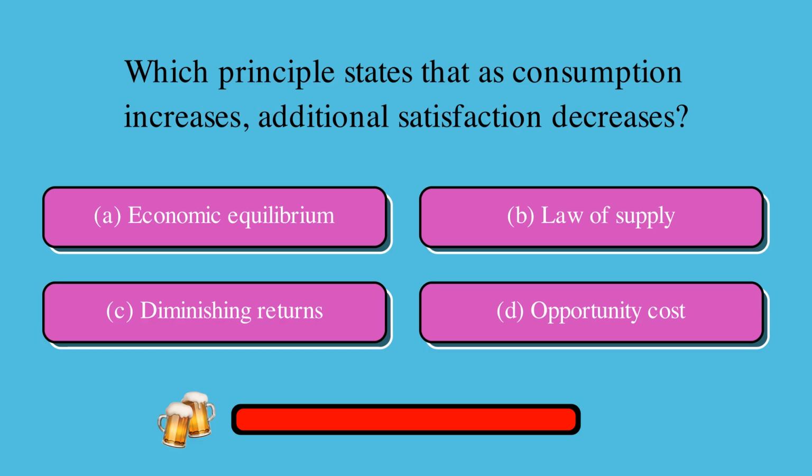Which principle states that as consumption increases, additional satisfaction decreases? Is it A, economic equilibrium, B, law of supply, C, diminishing returns, or D, opportunity cost? The correct answer is C, diminishing returns.